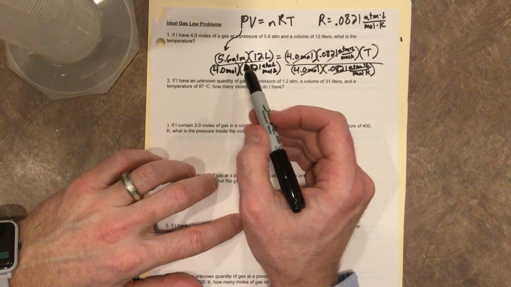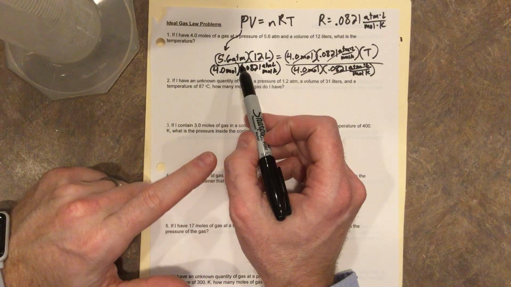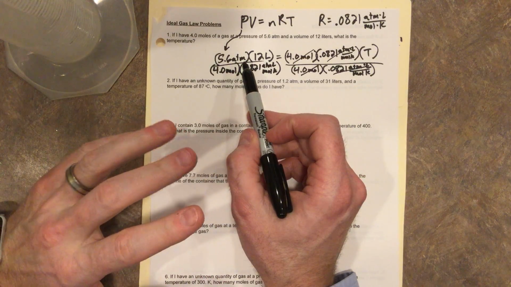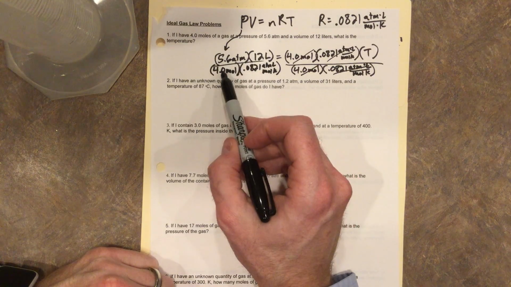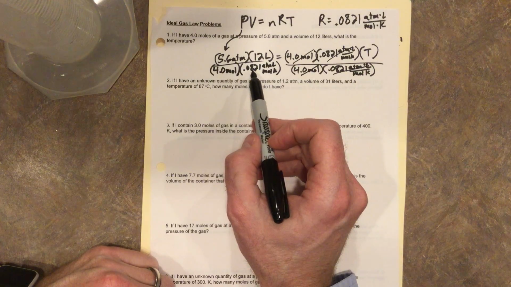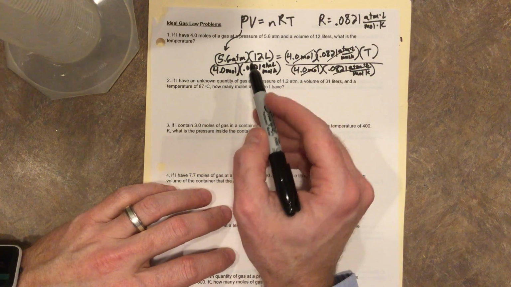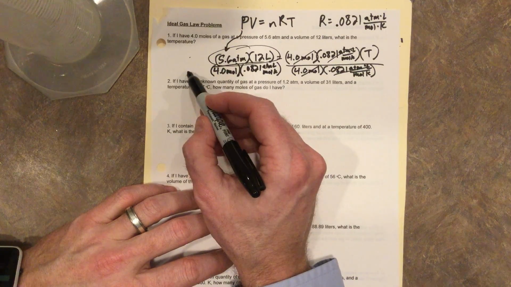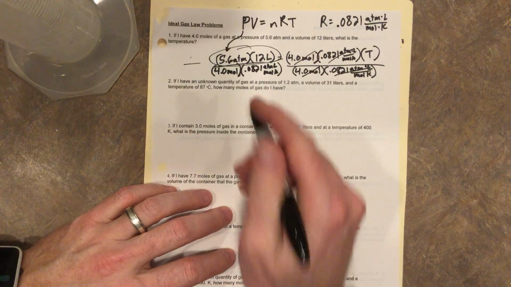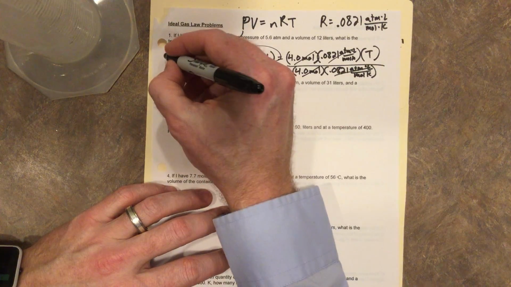Now I can go over to this side. Again, order of operations can screw things up. So what I personally do is take 5.6 times 12, divided by 4, divided by 0.0821. Sometimes what people will do is figure out this part of the problem right here, figure out this part of the problem right here, and divide the two numbers.